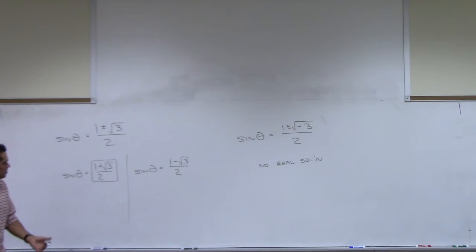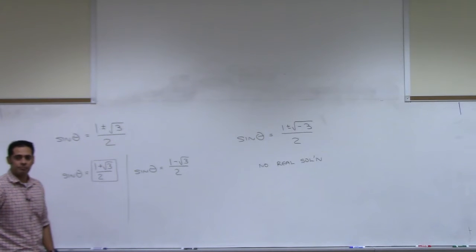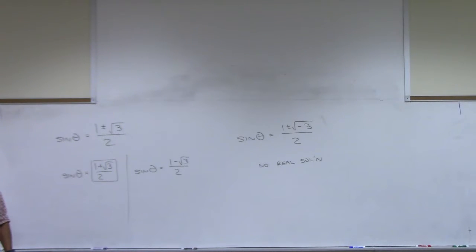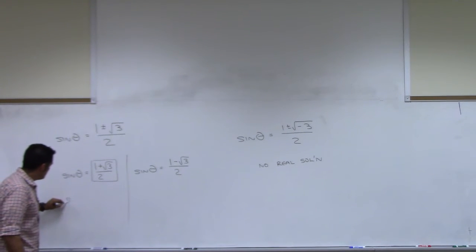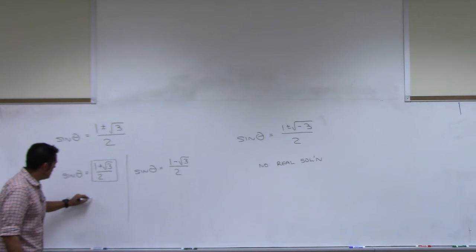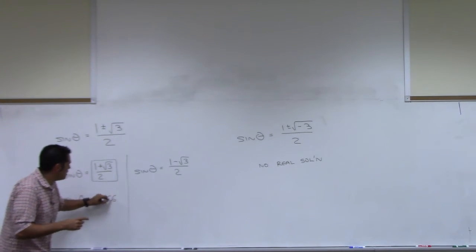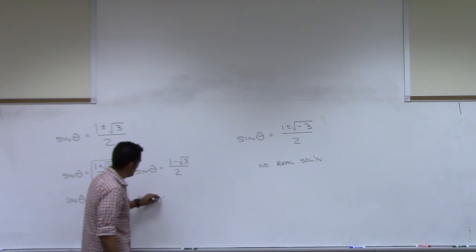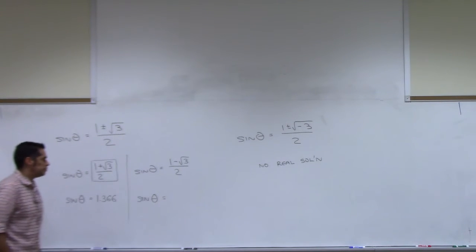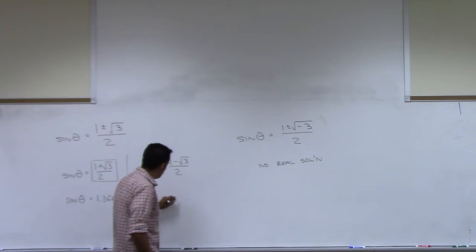Okay, so somebody that has their calculator, do 1 plus the square root of 3 and then divide it by 2. Anyone? Any takers on that? 1.366. Okay, so sine theta is 1.366. Okay, can you do this one also? Negative 0.366. Thank you.